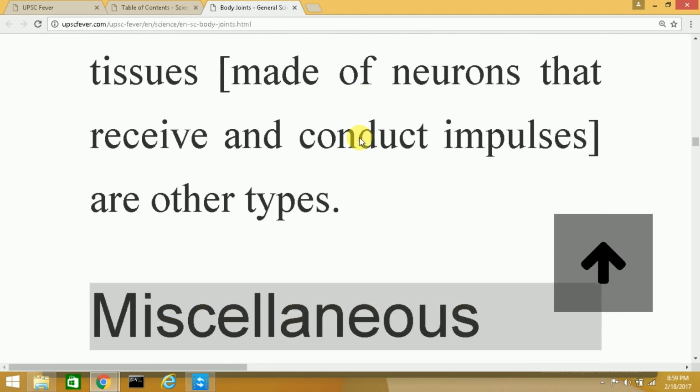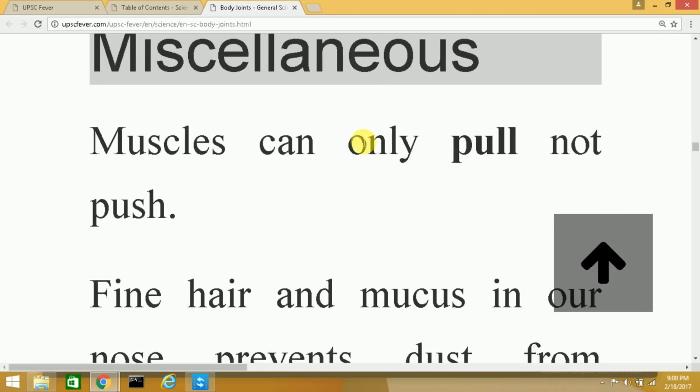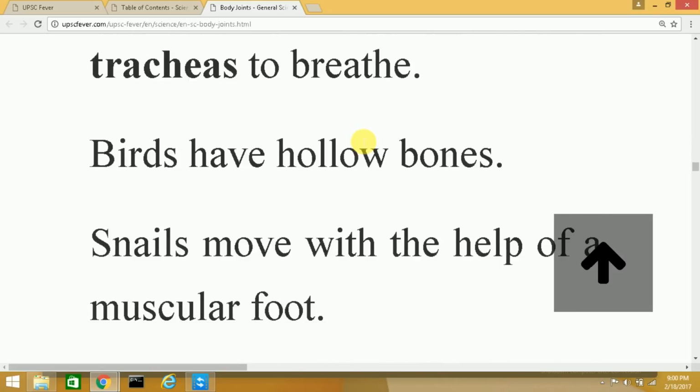Now certain miscellaneous details are present. Number one, the snail moves with the help of a muscular foot. So snails move slowly and they move with the help of a muscular foot.